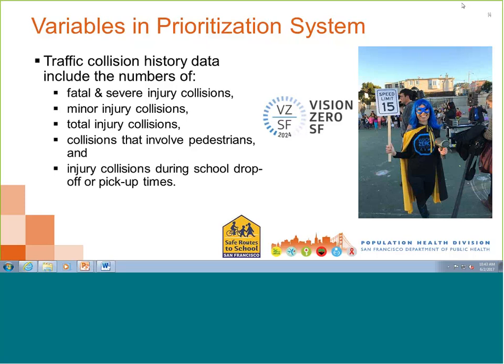So we use pedestrian collisions that happen within an 800 feet buffer of a school to prioritize schools, and this helps complement the travel tally, because that actually only measures mode shift. Obviously, it doesn't incorporate a safety measure. Next slide, please.